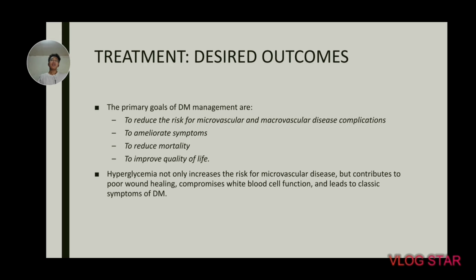So for the desired outcomes for type 1 diabetes, the primary goals of DM management are to reduce the risk for microvascular and macrovascular disease complications, to ameliorate symptoms, reduce mortality, and improve quality of life. Hyperglycemia not only increases the risk for microvascular diseases, but also contributes to poor wound healing, compromises white blood cell function, and leads to classic symptoms of diabetes mellitus.